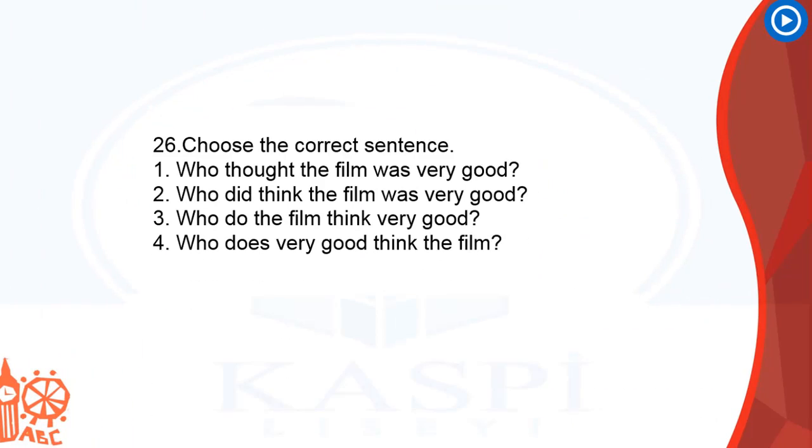In the first exercise, among 4 sentences, you needed to choose the correct one. In sentences 2, 3, and 4, an auxiliary is used with the question word who. Therefore, the correct answer is 1.